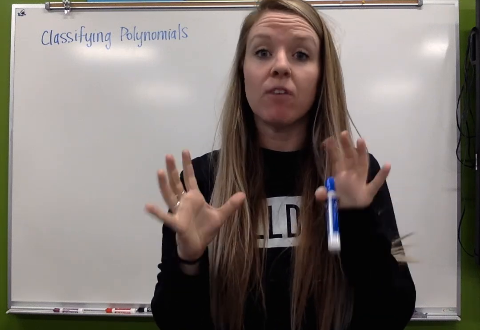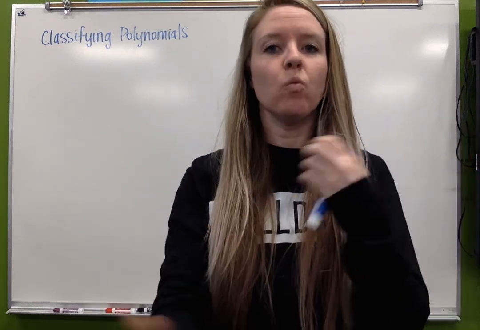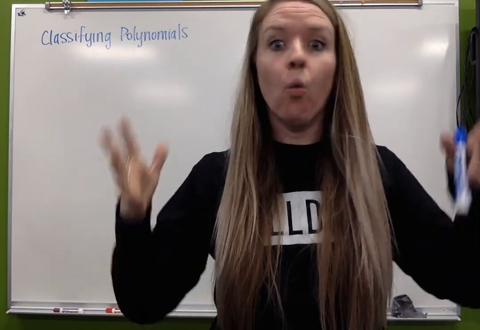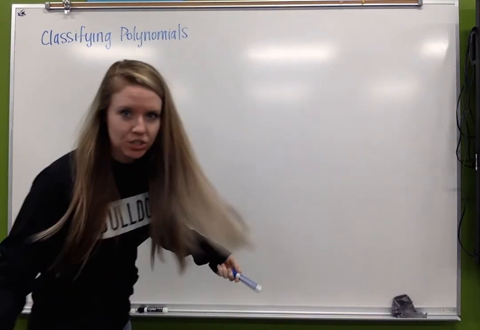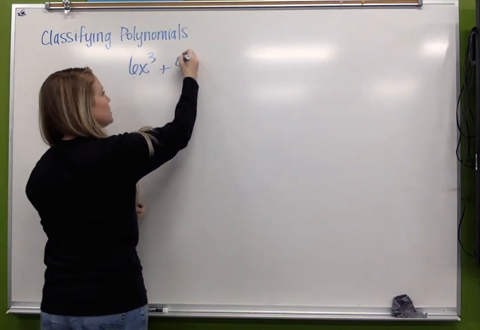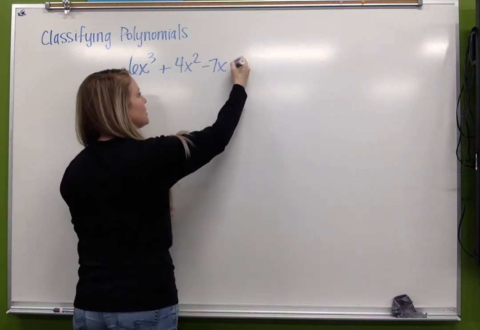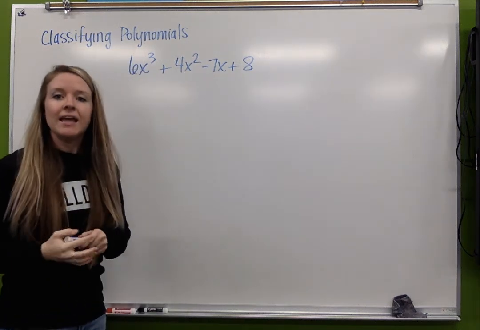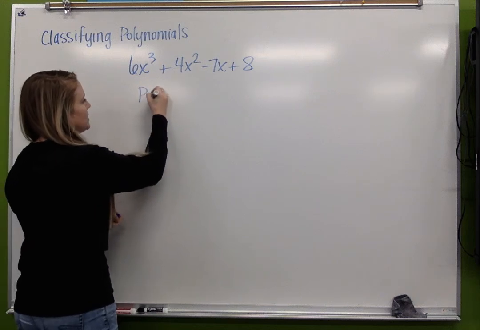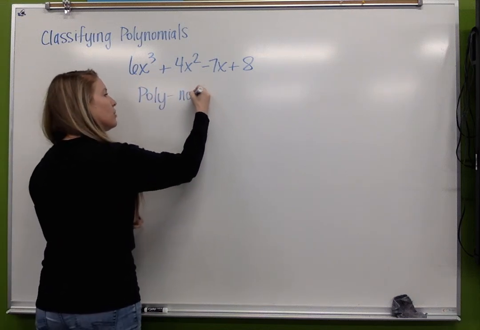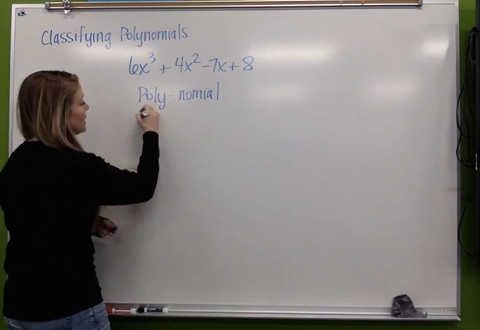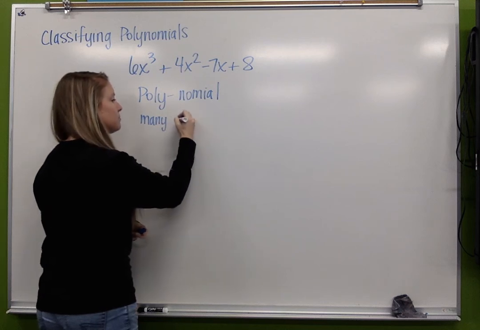This lesson is mostly going to be vocab, so you understand what I'm talking about when I talk about it. So let's go ahead and take a look. First of all, what is a polynomial? Let's see an example. This is going to be 6x cubed plus 4x squared minus 7x plus 8. This is a polynomial. If we break that word down, we see poly and nomial. What this translates to is many terms.